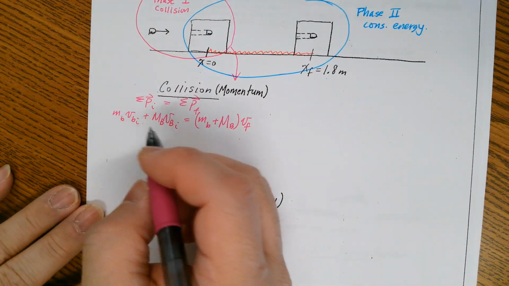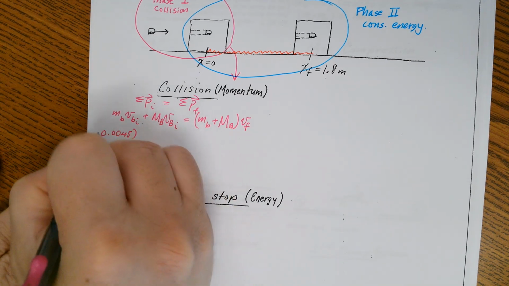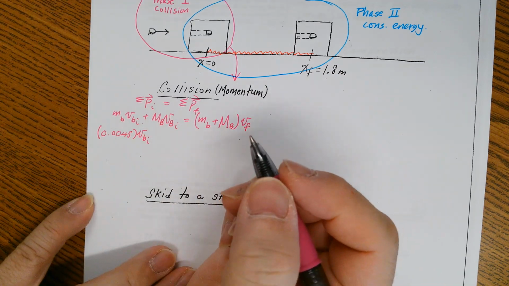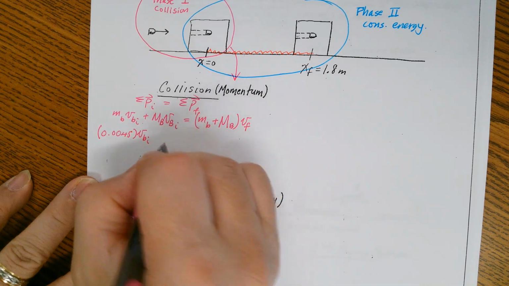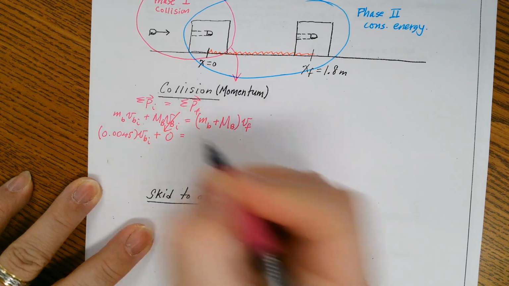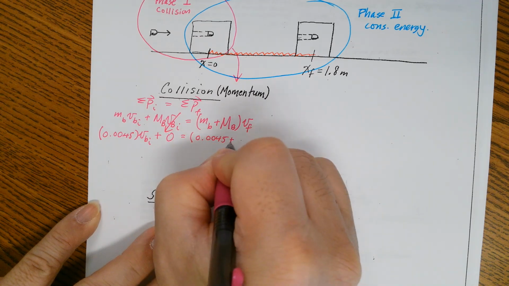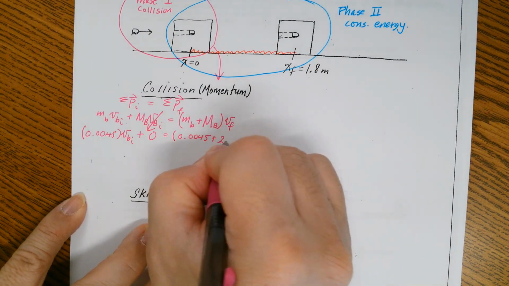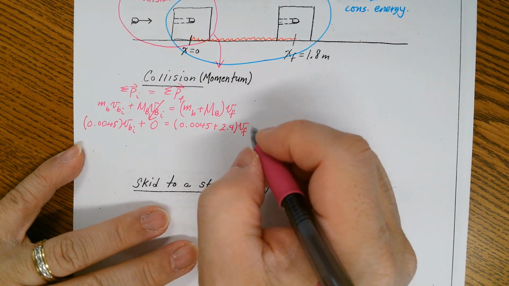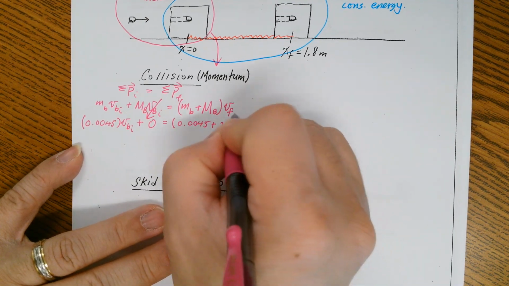Therefore, if I plug in some values, 0.0045 times the initial velocity of the bullet, which we don't know, is equal to, well, plus 0, because this is 0, is equal to 0.0045 plus 2.4 times V final, and I'm going to say the V final of phase 1.